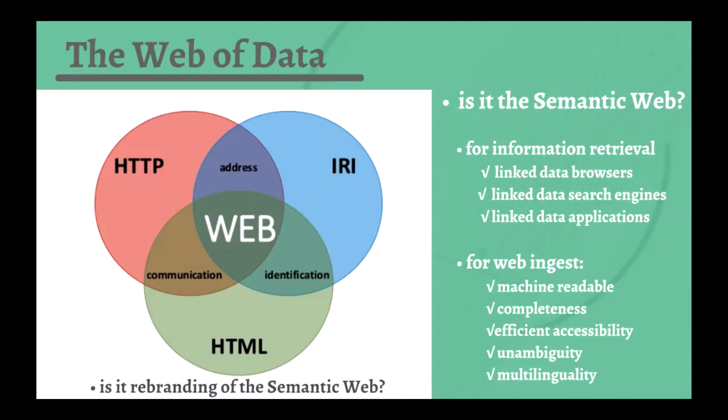When we look at the graph, you'll see the web in the center. Communication, address, and identification are all important aspects. On the outer rings, you will see that you have HTML, which is the protocol. That would be the machine-readable language. In this case, HTTP, which would be where it exists online. And the IRI is the linked data. So with all three of those elements, you help to build linked open data online.